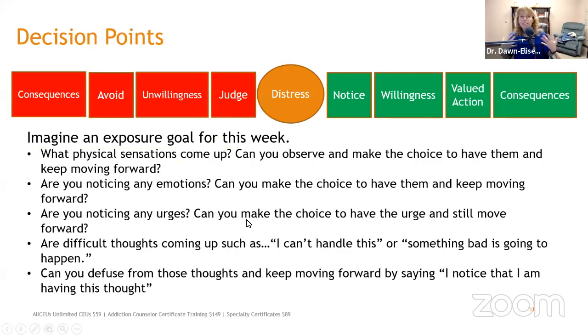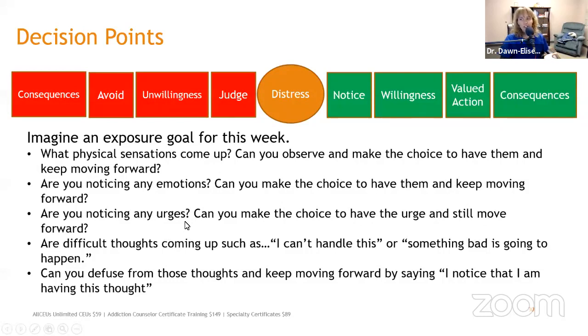So encourage people in group, when we start talking about these decision points, to imagine an exposure goal for the week. They're thinking about something they're going to do that can trigger anxiety or PTSD pain in them. So imagine this. What physical sensations come up? Can you observe and make the choice to have them and keep moving forward? Are you noticing any emotions? Can you make the choice to have them? They're not good, they're not bad, they just are. Can you make the choice to have them and keep moving forward?